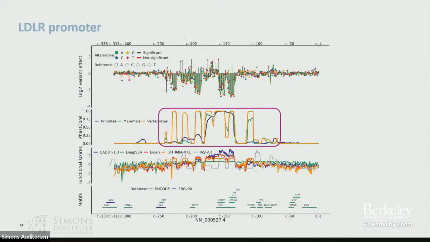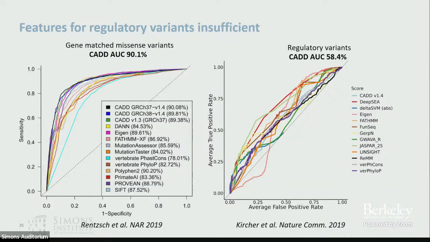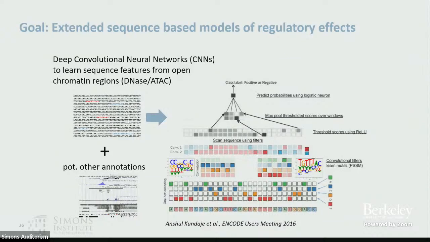This is another element where things seem to be much better predicted by conservation, but again, motifs are really poorly annotated across these regions. So there's a lot to be done. This is maybe a bit of a summary about the power that you have depending on what you're looking at. This one is the power that you have in missense variants for separating pathogenic versus benign variants, versus trying to predict regulatory variant effects. So there's still a lot to be done.